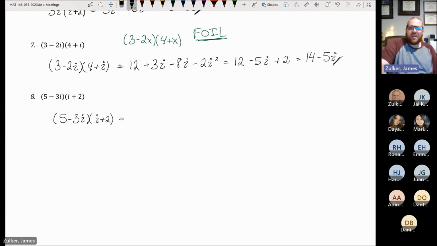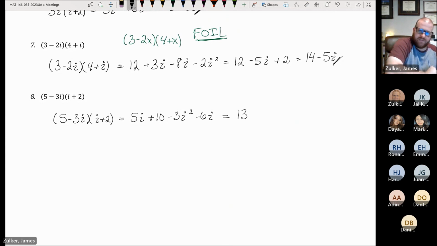Five minus 3i times (i plus 2). Now again, we're going to FOIL. 5i plus 10 minus 3i squared minus 6i. This minus 3i squared is plus 3, right? 10 plus 3 would then be 13. 5i minus 6i would just be negative i. So the answer is 13 minus i.